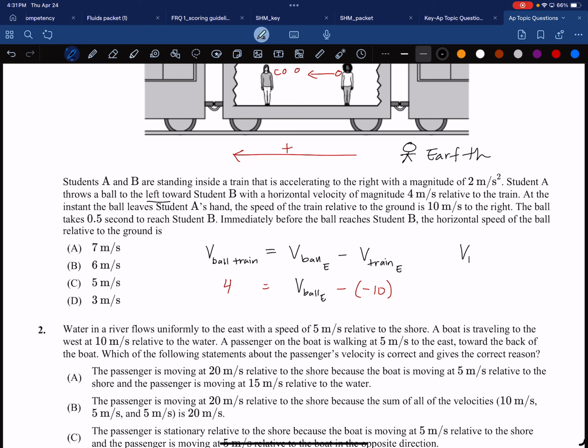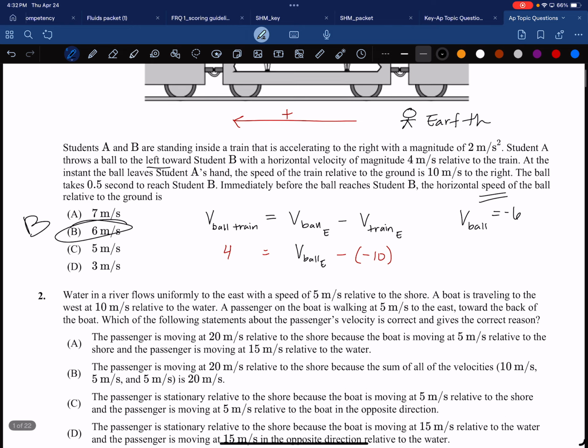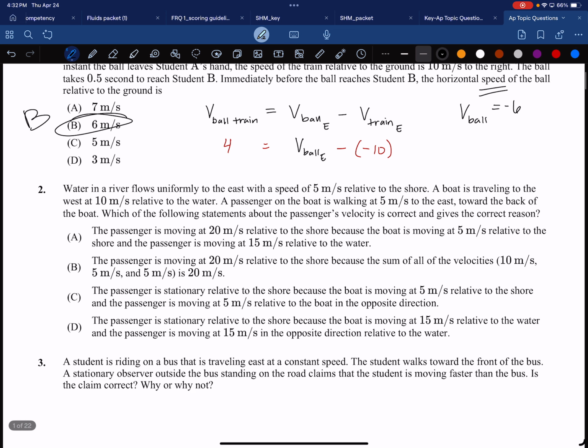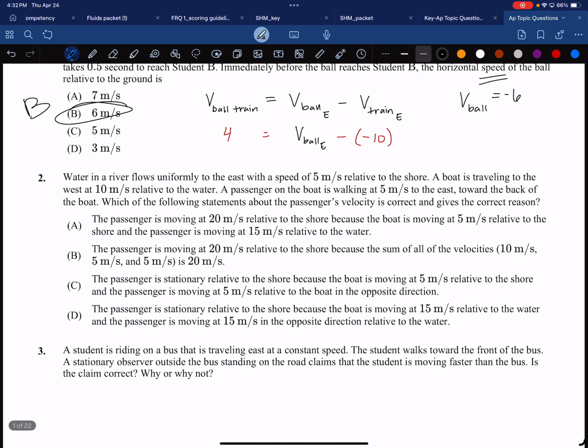And you should get 6, right? So 4 minus negative 10 is 14... or rather, as computed here, 4 minus 10 is negative 6. Okay, but what is the question asking for? Speed or velocity? Speed. So it doesn't even matter if it's negative or positive. There you go. B. Okay. All right, go ahead and select B on y'all's AP thingy. Okay, let's go on to the next problem.